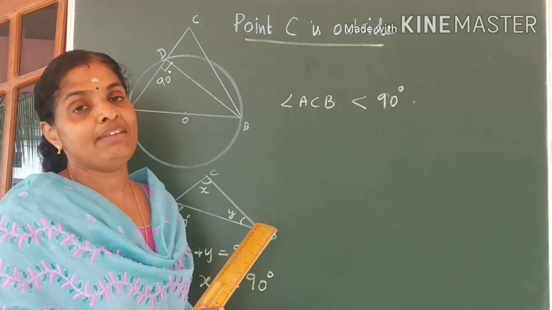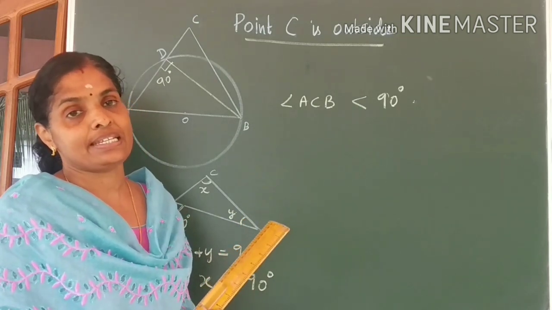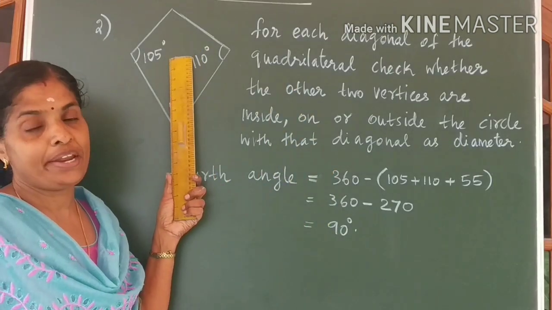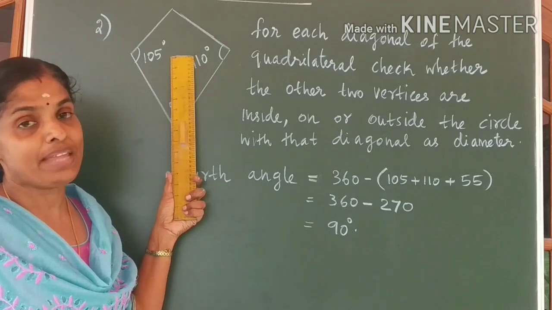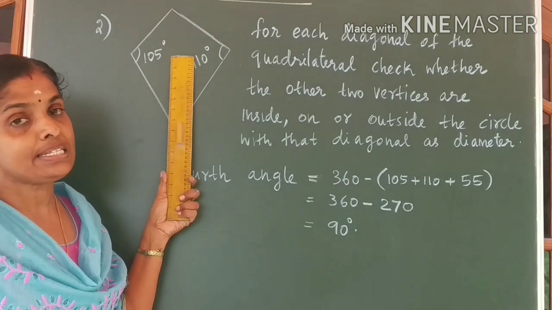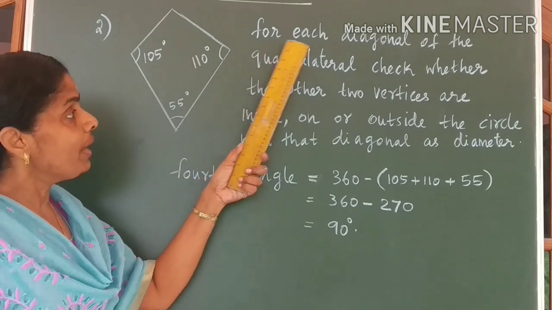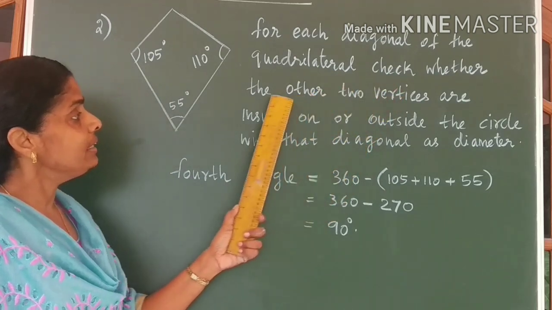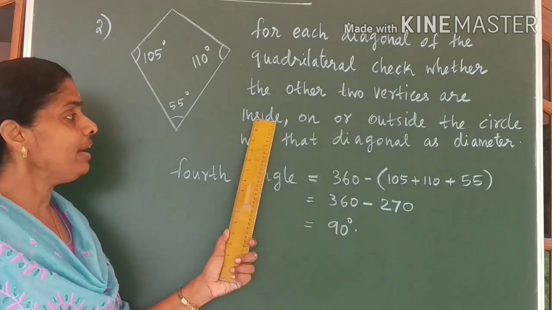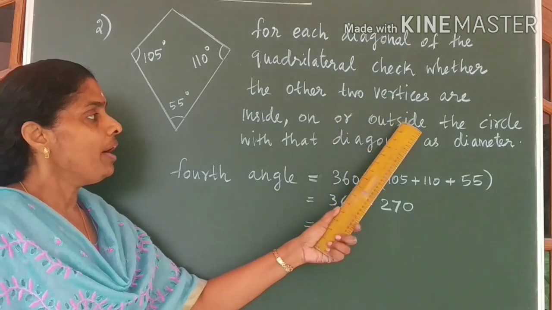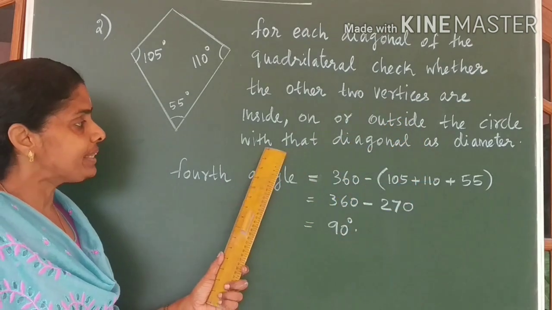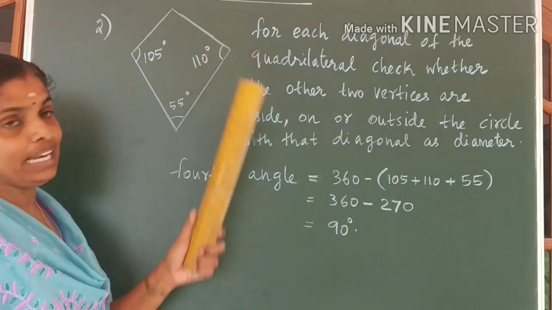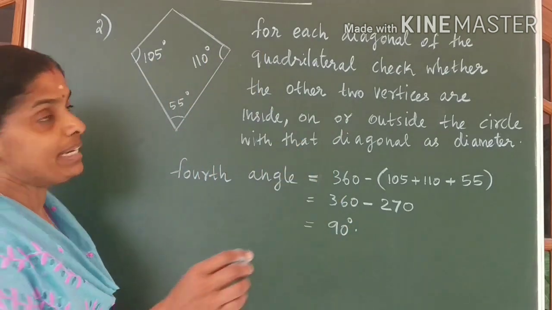Using this, we have some problems in our first exercise. Look at the second problem, children. First one is a very simple problem that you can do. Let me discuss the second question. For each diagonal of the quadrilateral, check whether the other 2 vertices are inside, on or outside the circle with that diagonal as diameter. You are given a quadrilateral. Okay, let me name it.